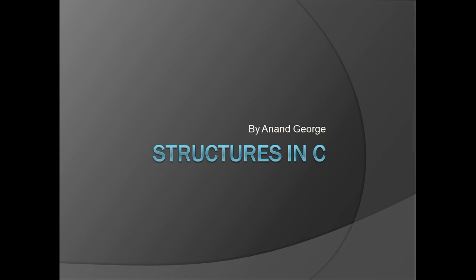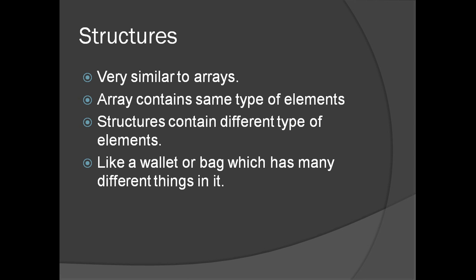We're going to discuss structures in C. Structures are very similar to arrays. An array contains the same type of elements. On the other hand, structures contain different types of elements. It's like a wallet or a bag which has many different types in it, glued together.